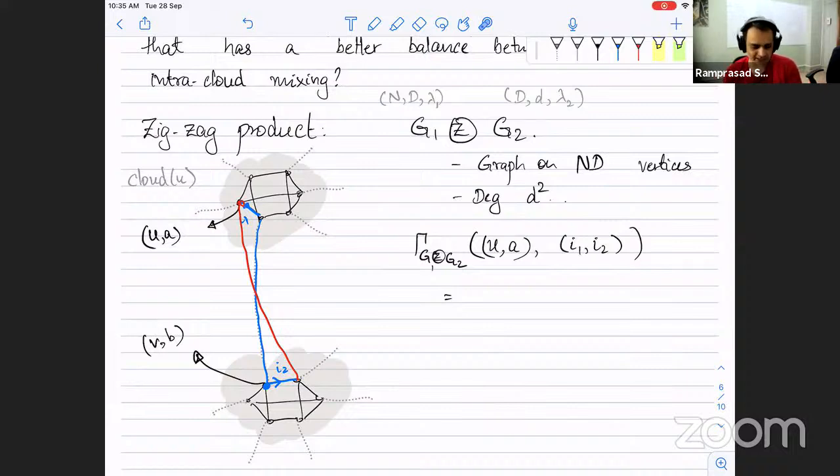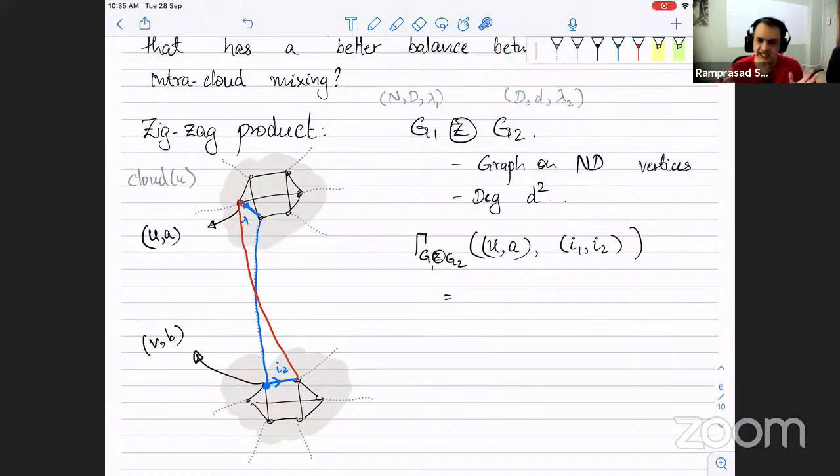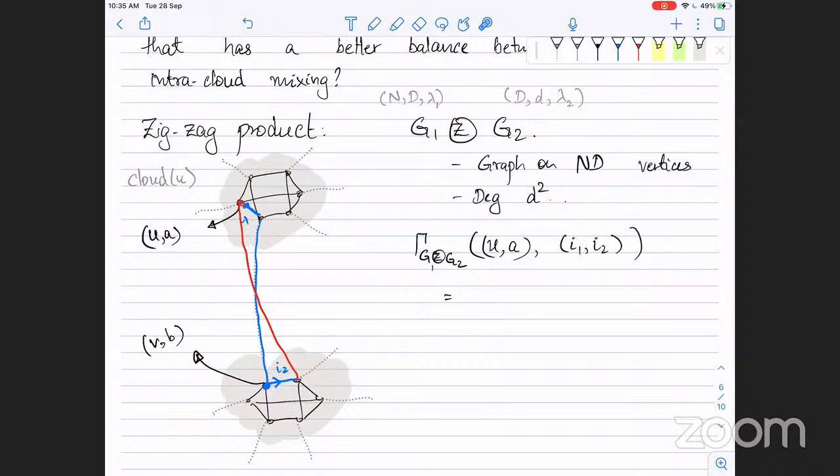Sushant, did you have a question? Yeah. So how are you constructing the intercloud edges? The intercloud edges were whatever were edges inside the graph G. So in the graph G, u was one vertex, v was one vertex in the graph G, connected by an edge. Sorry, but we have G1 and G2, right?